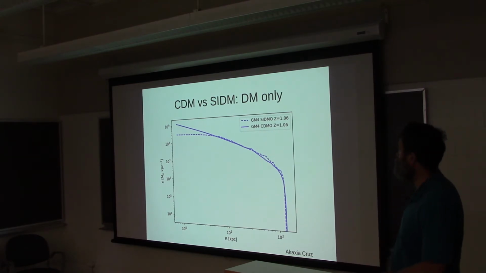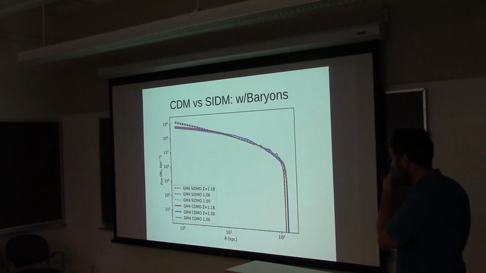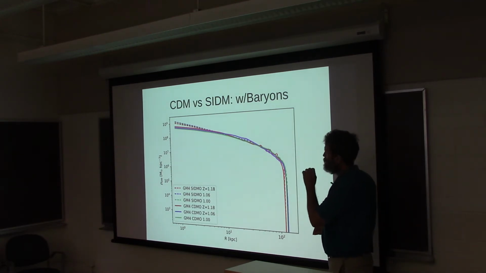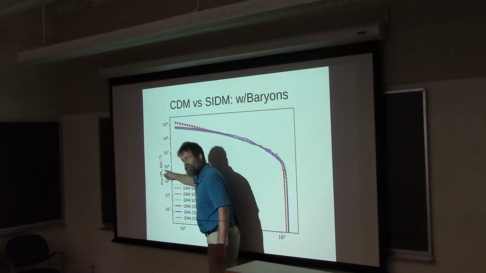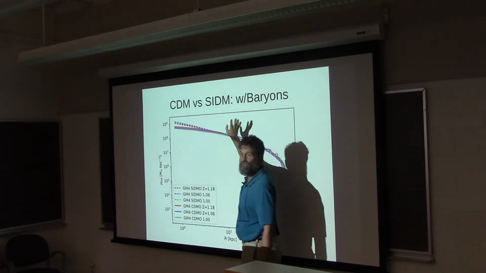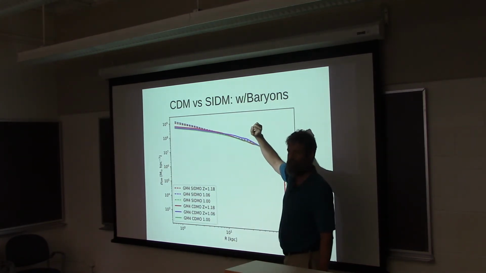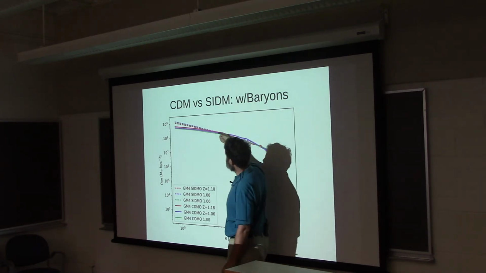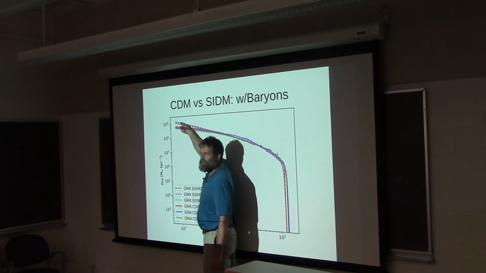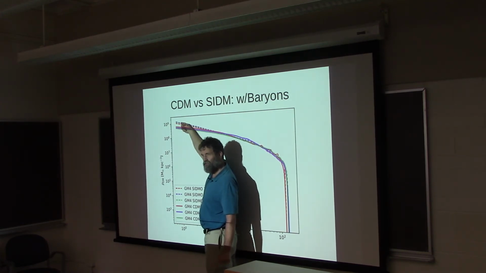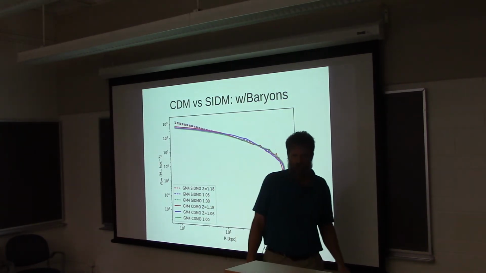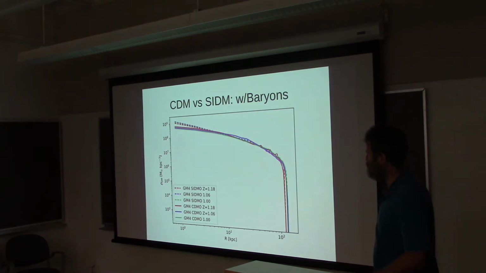So what happens if we add the baryons? Let me be clear what I'm plotting here. This is the density of the dark matter in a simulation that includes the baryonic physics. We see that the cold dark matter is the solid line, and the self-interacting dark matter is actually more cuspy. Now, that's kind of strange. So what's going on there?